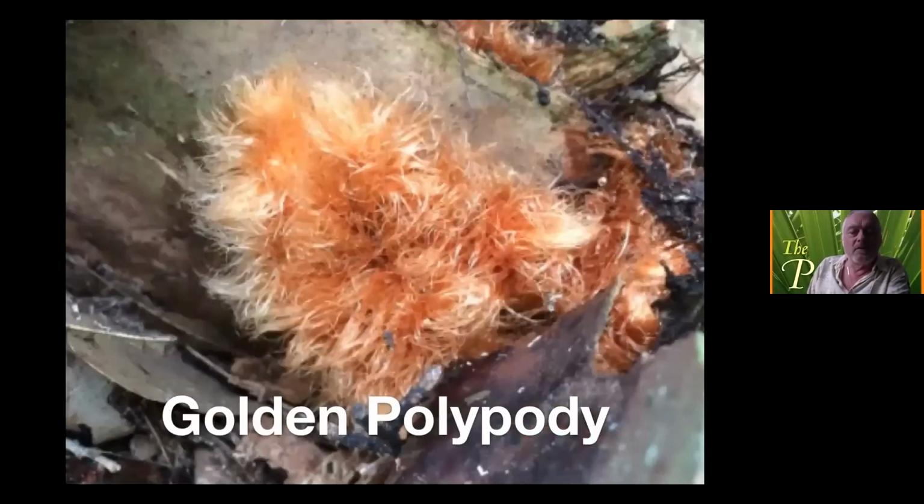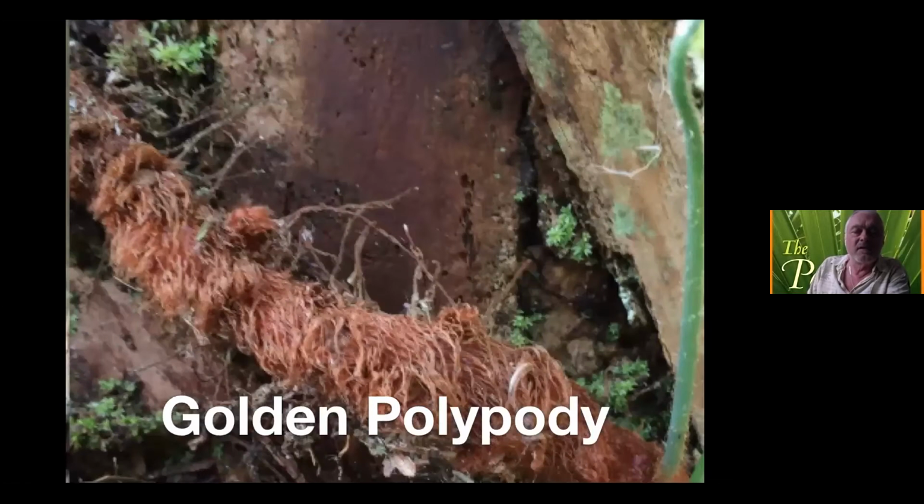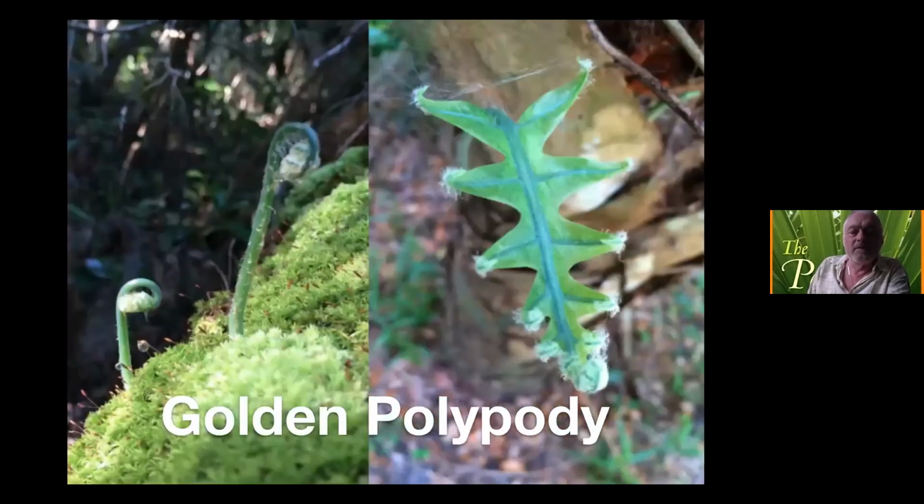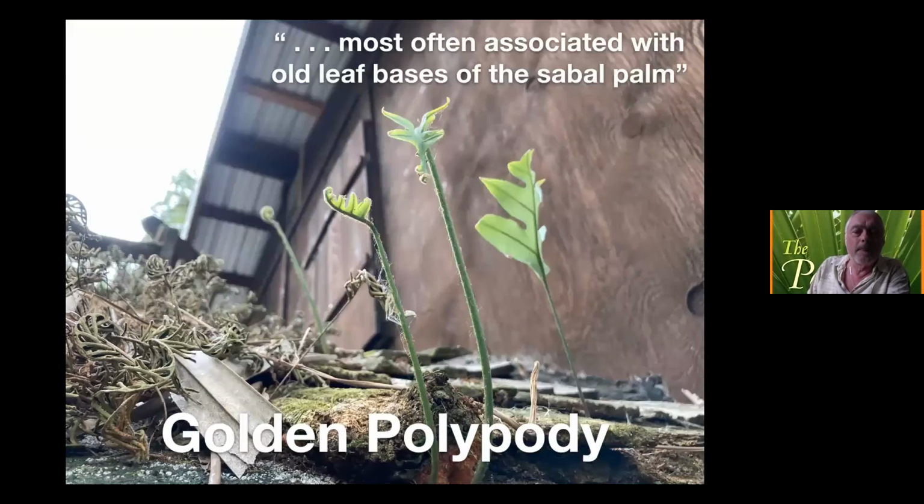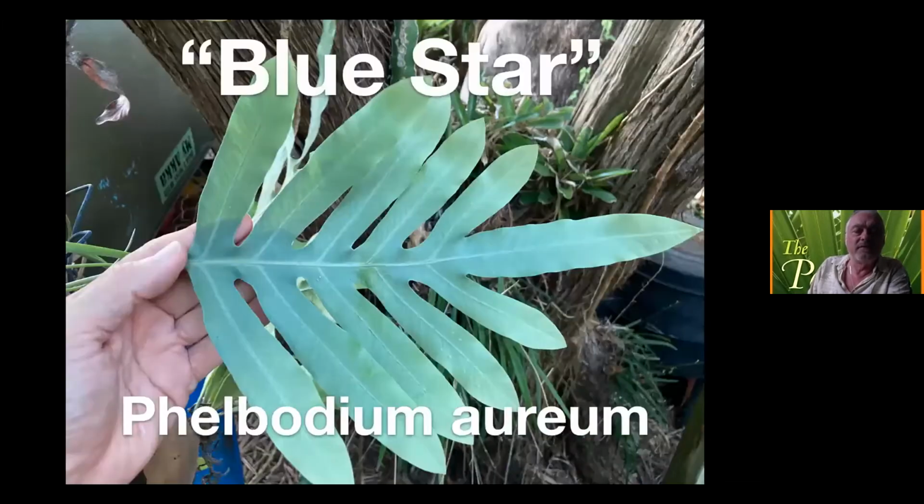The new growth, the feet, can either be golden or a rust color, or when they're old, they tend to look brownish. And there's some of the unfurling fronds. And they're usually found on sabal palms, but these are growing on decomposing cedar shingles. Eventually, by the end of the year, they get tired and fall off.